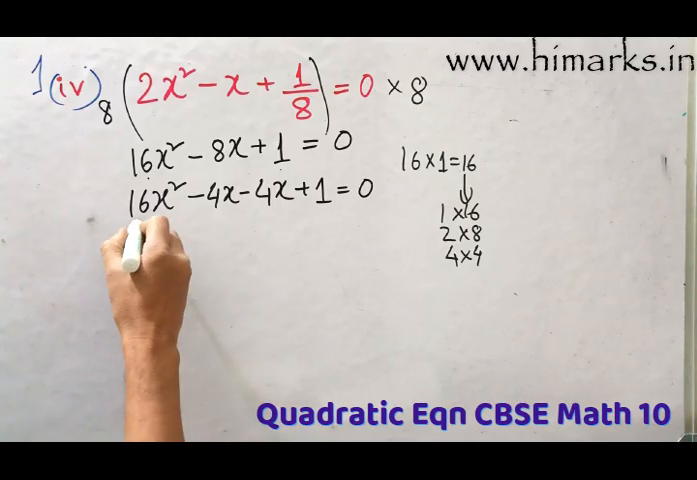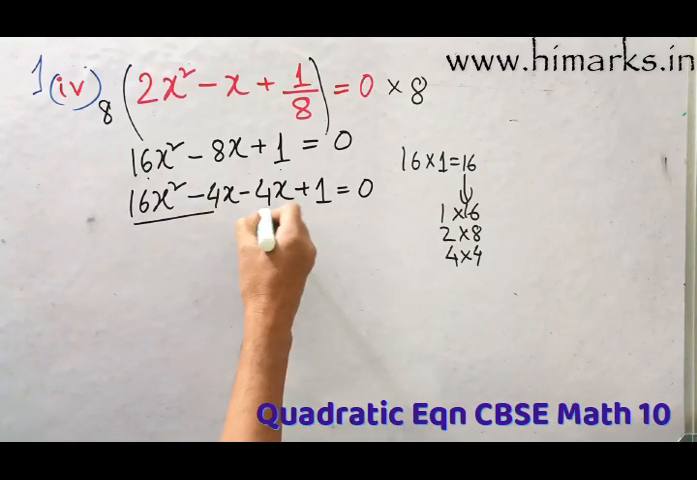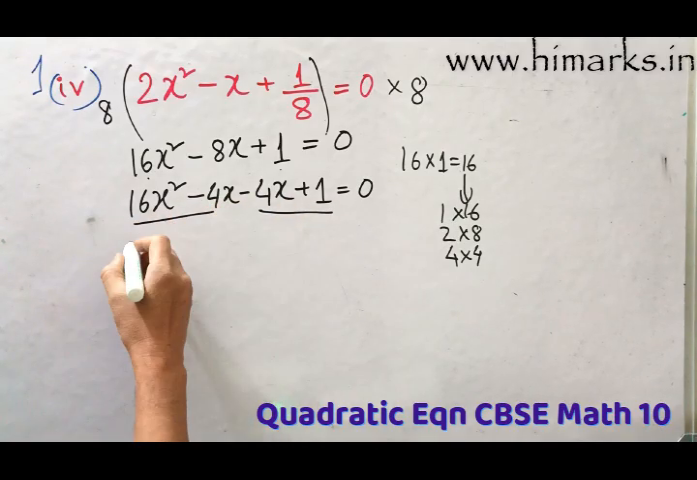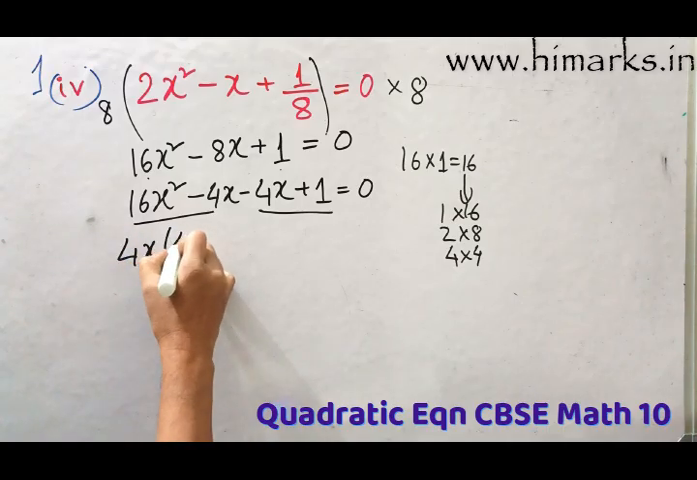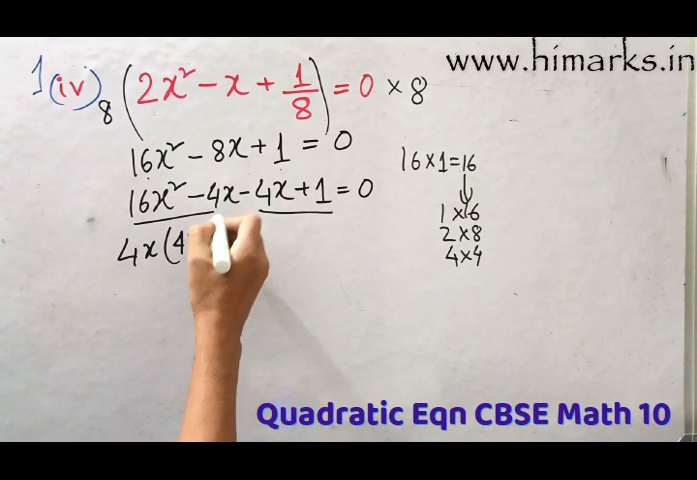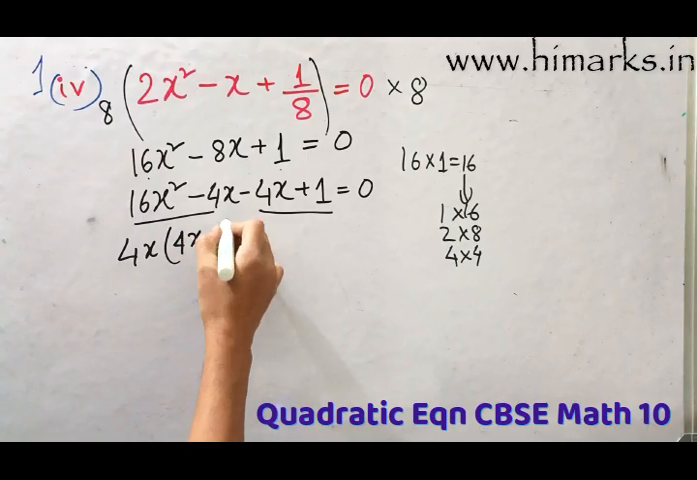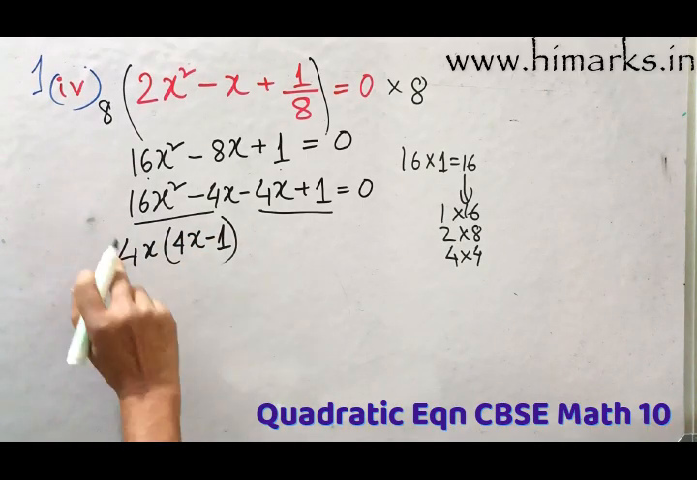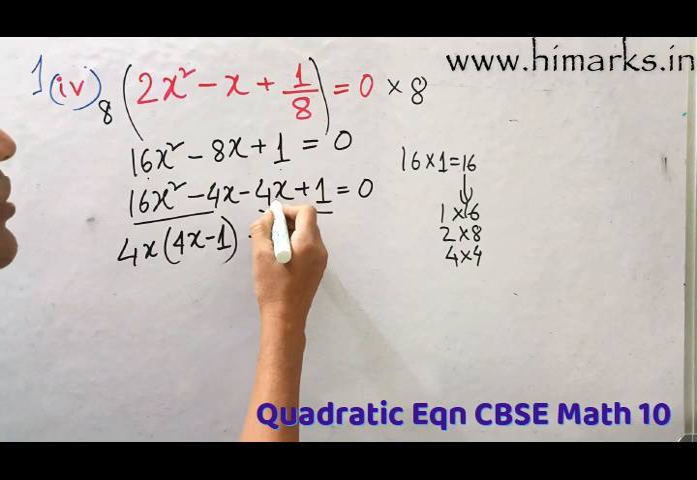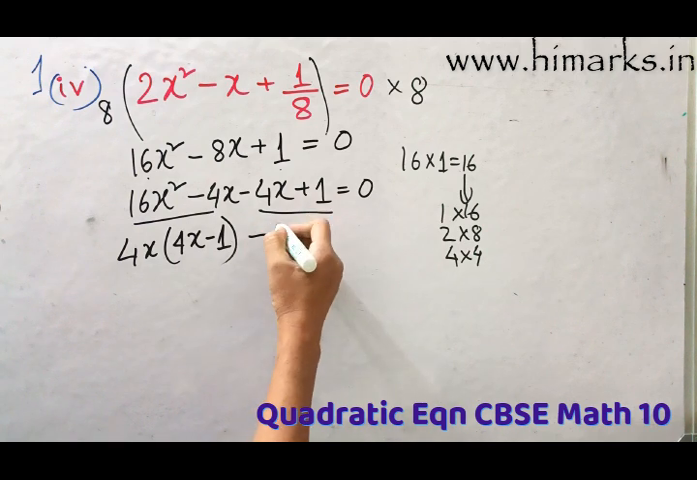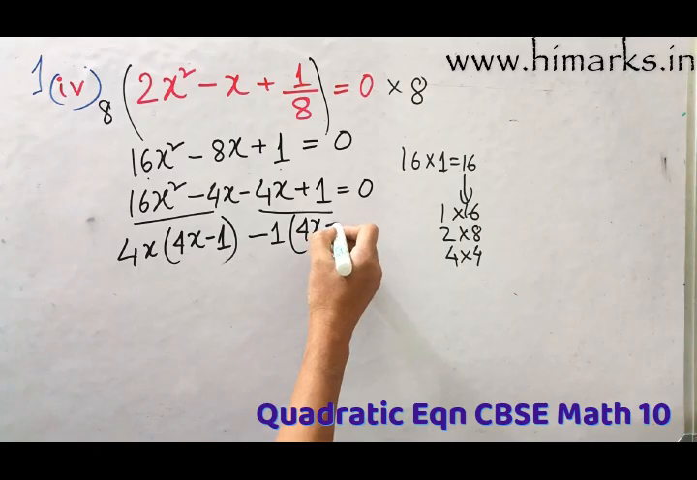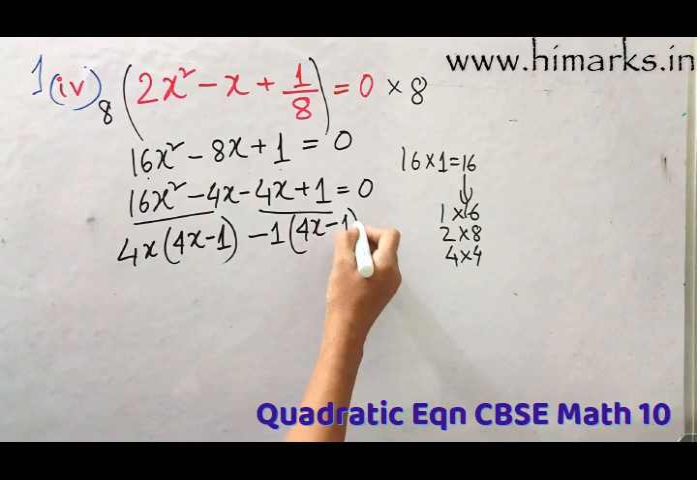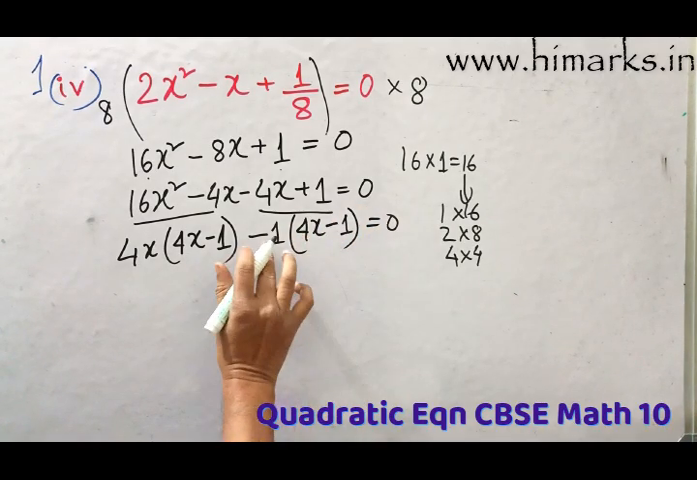Once that is done, next step, this part and this part. In the first part, how much is common? The maximum common is 4 and x. So 4x is taken out, and how much remains? 4x. Here how much remains? 1. Between these and this, nothing is common except 1. So 4x. Careful, the minus is there. It should be there.